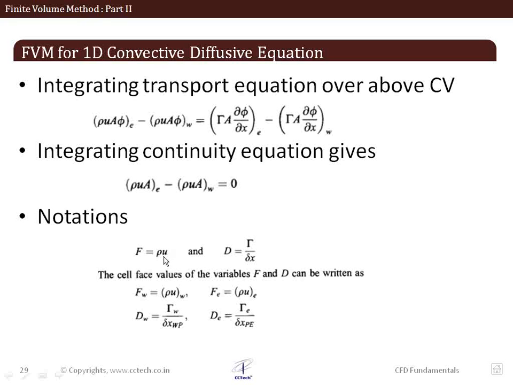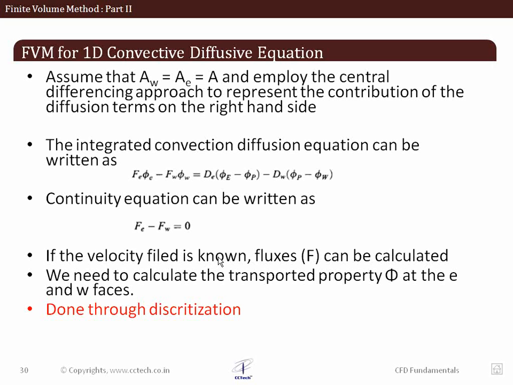So we have F defining the mass flux on the eastern face and on the western face, as well as capital D representing gamma upon delta x. Now this delta x comes from your grid. So the finer the grid, the bigger the value of this D. We try to apply this and we obtain an equation of this form. The areas, let's say, on both sides get cancelled.